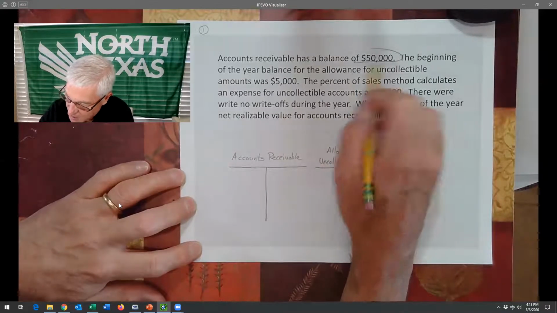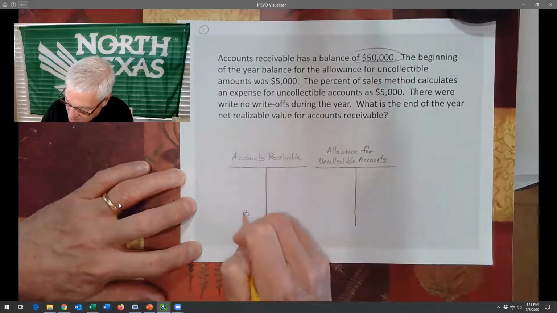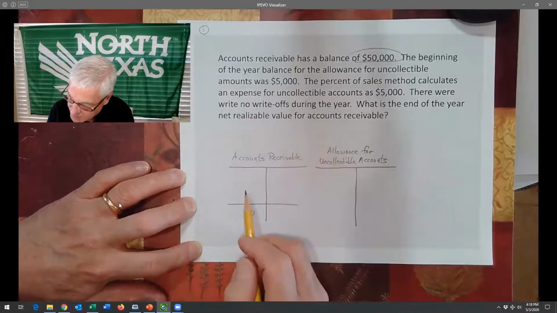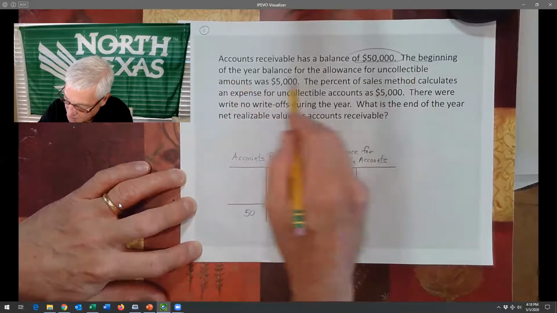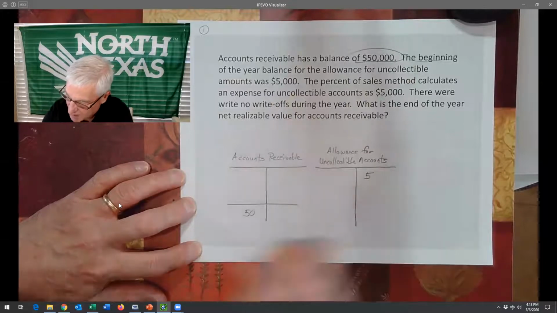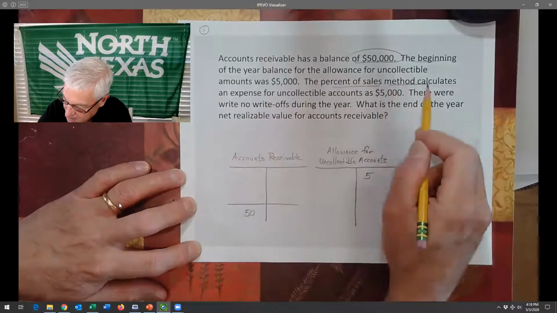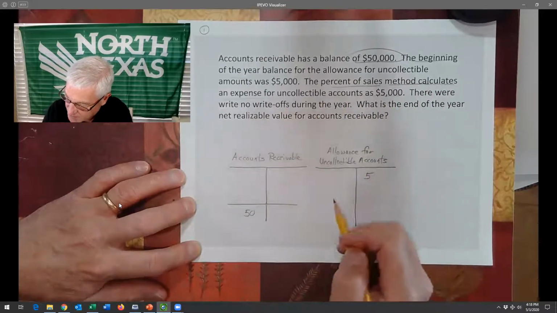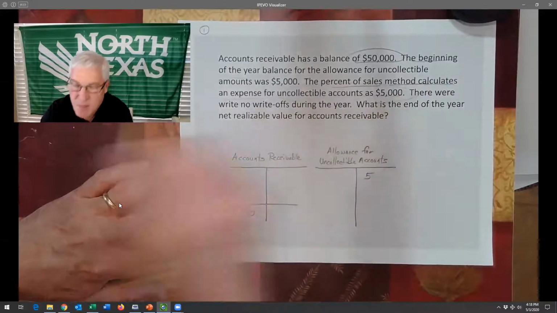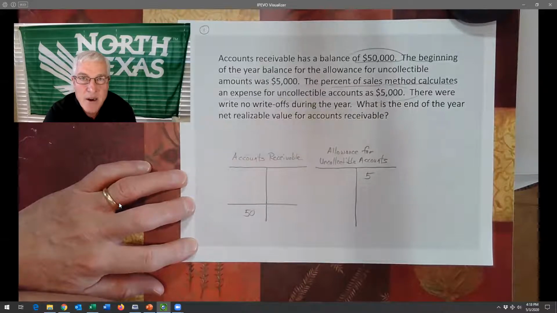So accounts receivable has a balance of 50,000 and we don't have any activity. So the ending balance is 50. The beginning of the year balance in the allowance was 5,000. So that's a credit balance of 5. And the percent of sales method calculates an expense for 5,000. Now, the percent of sales method, all we do is we take the revenues during the year and we multiply it times our estimated percent that has been our historical experience.